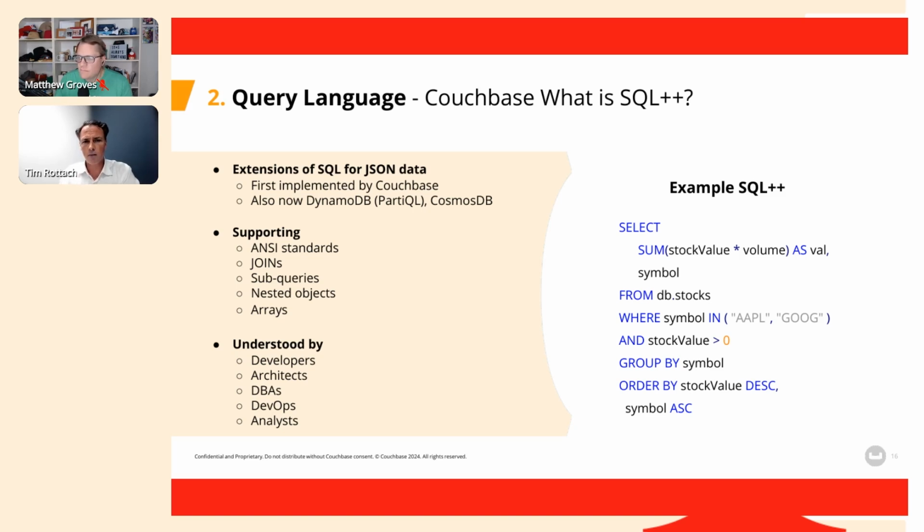So what is that? Matt, I think, referred to it earlier. Essentially, SQL++ is an extension of SQL specifically for JSON data. It's something that Couchbase implemented, I want to say, roughly a decade ago, and it's now used by other NoSQL vendors as well. And you can see an example on the right. It looks very much like traditional SQL, but designed for JSON documents.